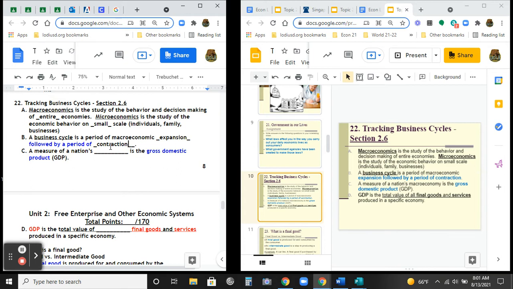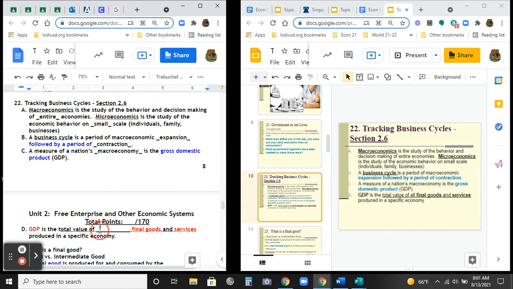When you measure a nation's production, total value of all final goods and services, you're talking GDP. This is the gross domestic product. It's what's produced, not what's sold, what's produced, but it's the total value of all that production. All right, total value, measure of a nation's macroeconomic economy. Okay, so that's big picture. Hopefully that makes sense. Being the gross domestic product.